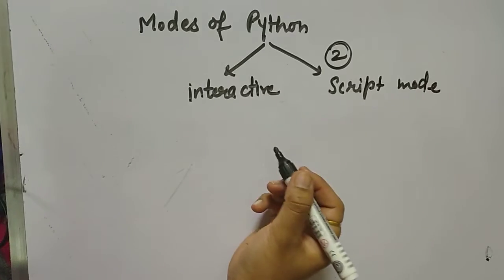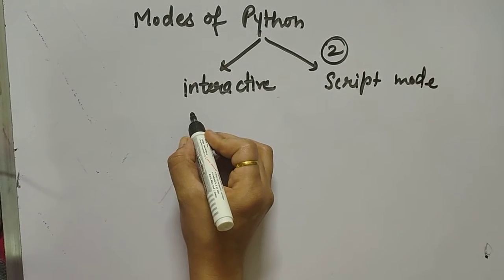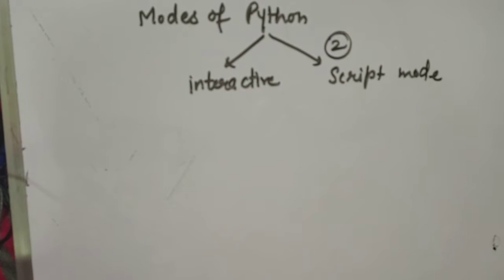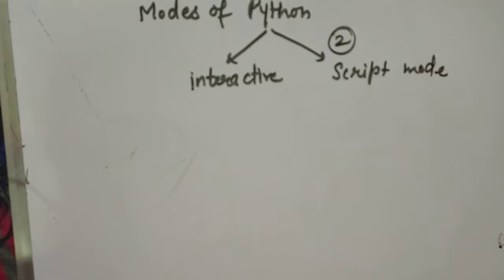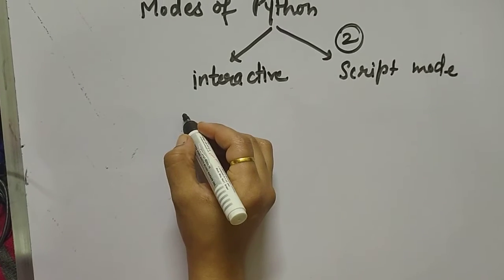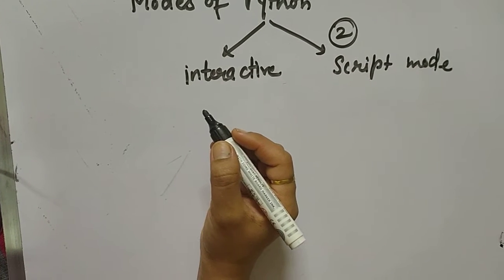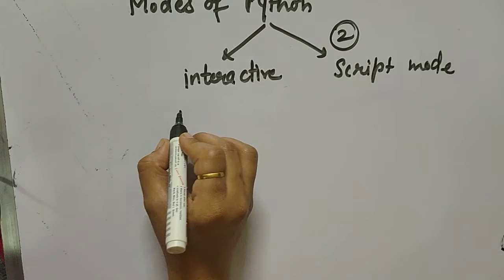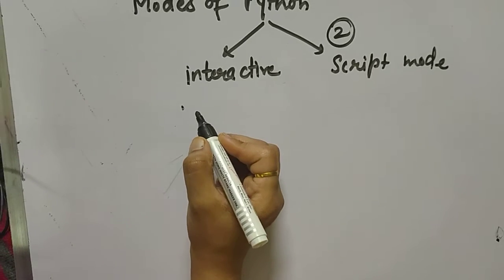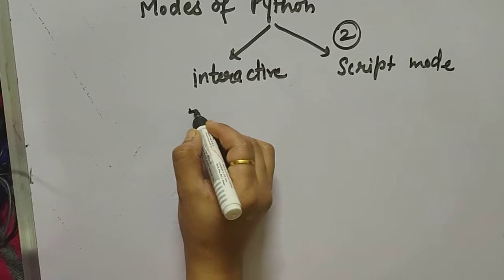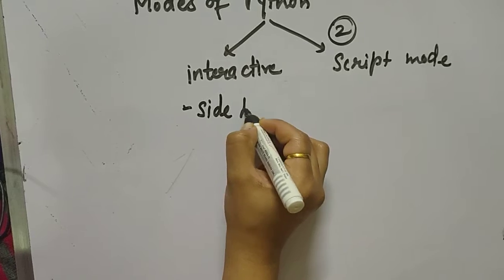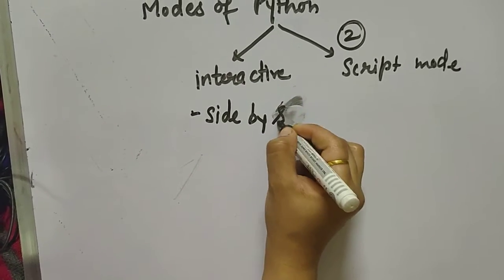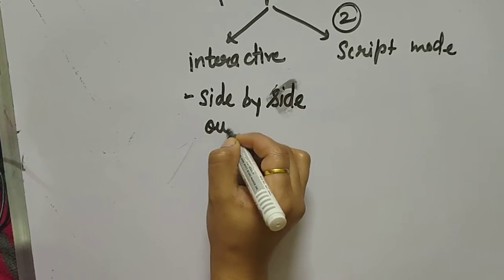Now, what is interactive? Interactive means just like we are interacting: you ask me a question and I give you the answer. That is interaction. Here you write a certain command and you get the output based on that, side by side. One instruction, one output; another instruction, another output.